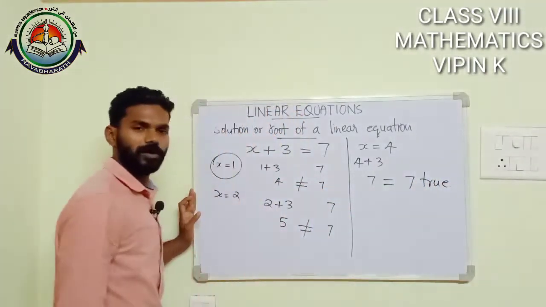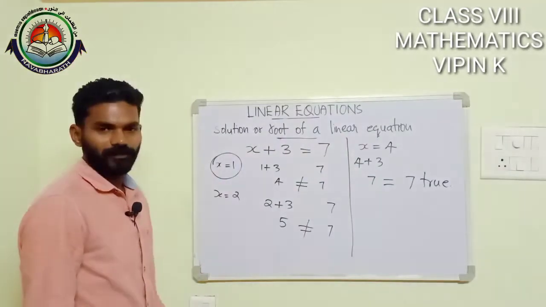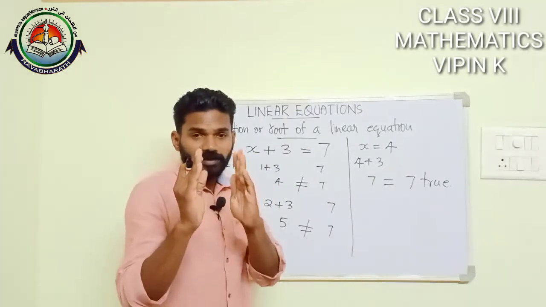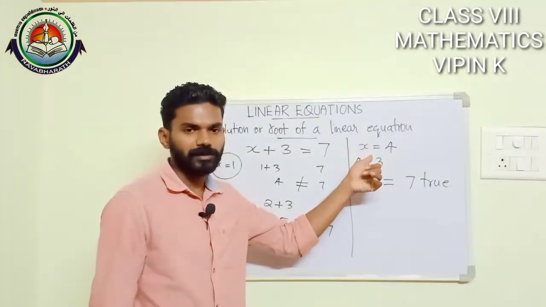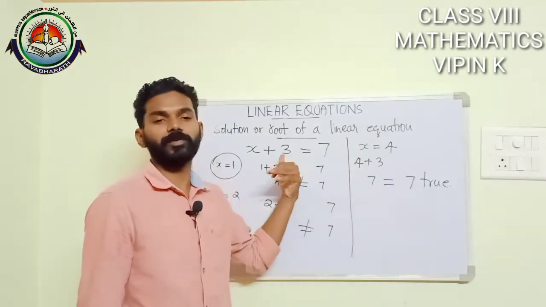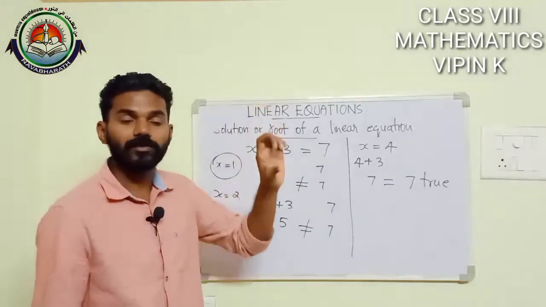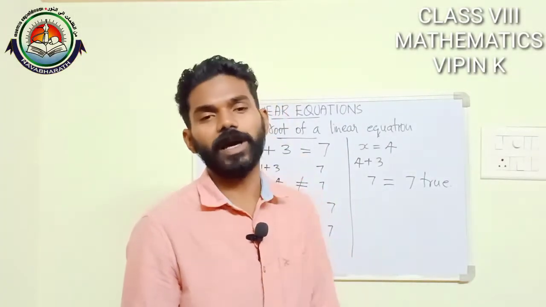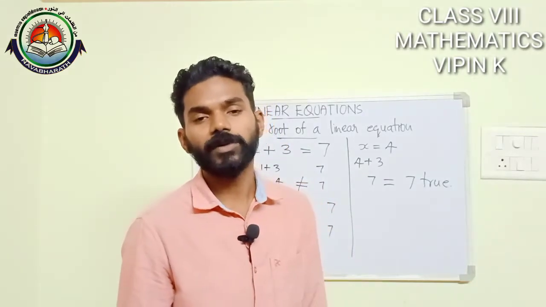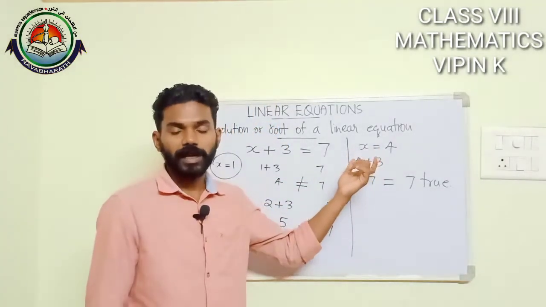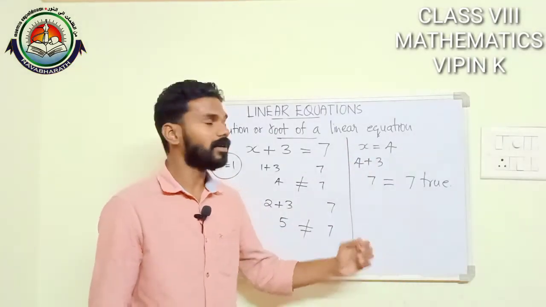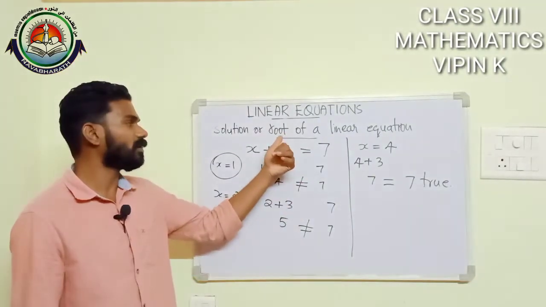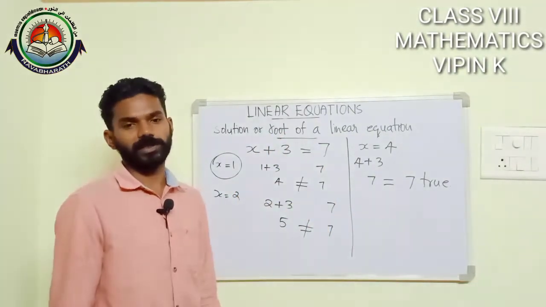Okay. So what you can confirm from this is that only a particular value of x makes a linear equation true. Only a unique value, only a single value of the variable. And that value is called the solution of this equation, or otherwise it is called the root of this equation.